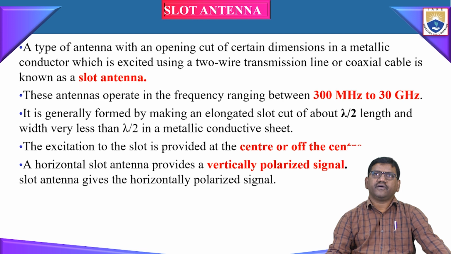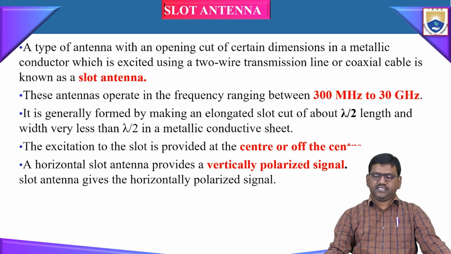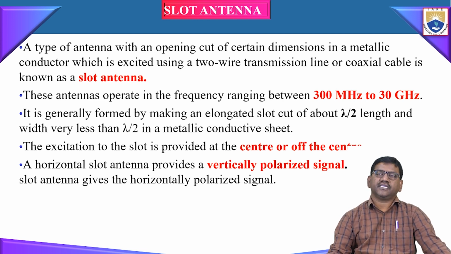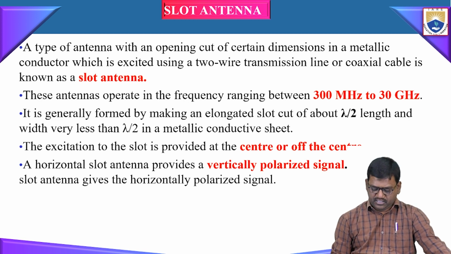Slot antenna: a type of antenna with an opening cut of certain dimensions in a metallic conductor, which is excited using a two-wire transmission line or coaxial cable, is known as a slot antenna. These antennas operate in a frequency range of 300 MHz to 30 GHz. The excitation to the slot is provided at the center or half of the center. The type of antenna where some portion of the antenna is cut and excited by means of a two-wire transmission line, we call a slot antenna.